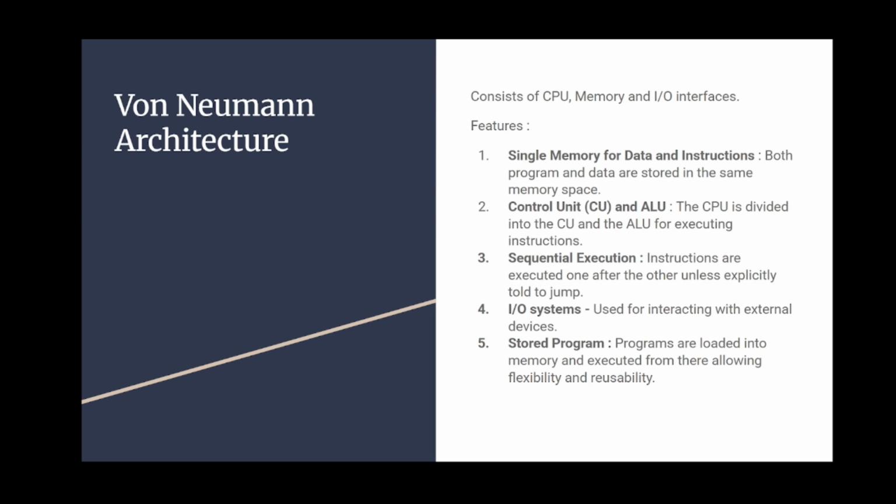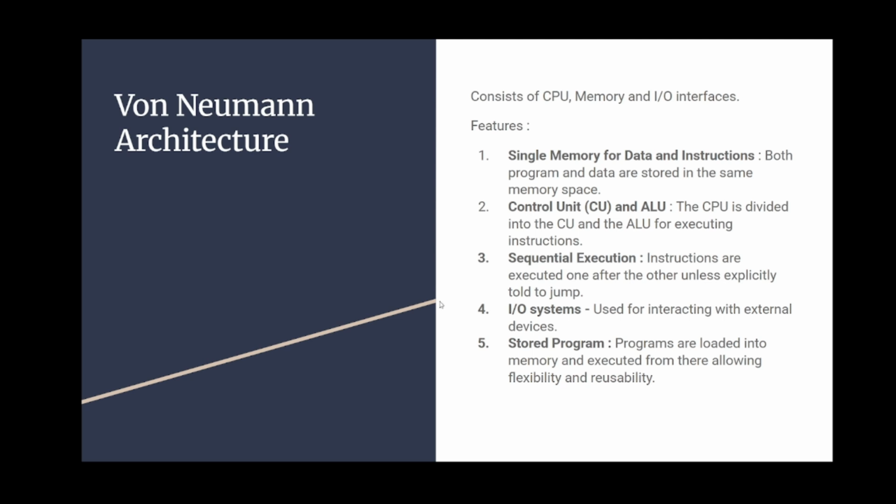It consists of three basic components: CPU, memory, and IO interfaces, that is input and output. The core concept is that the instructions and the data the programs manipulate are stored in the same memory location. So that's a single memory where both data and instructions are stored, and it allows sequential execution. The CPU fetches instructions from memory, decodes them, and executes them one after another.